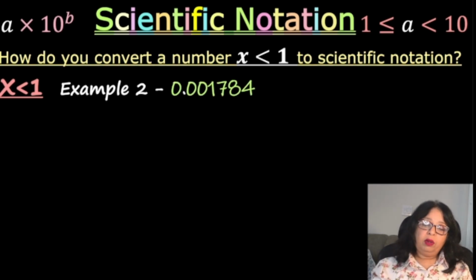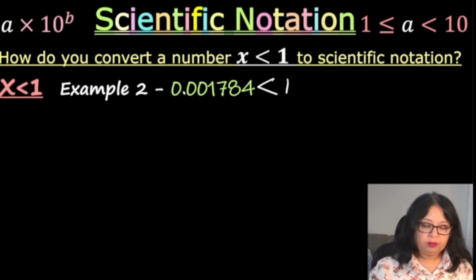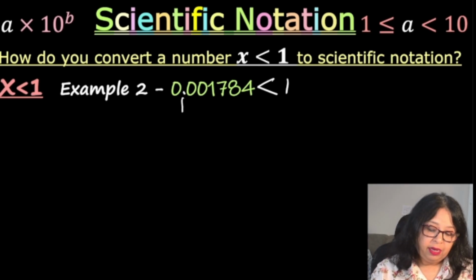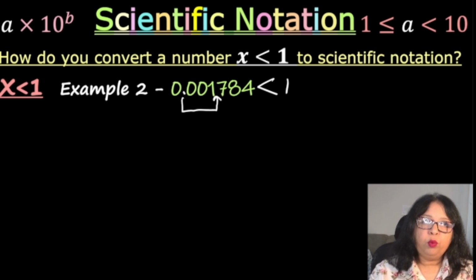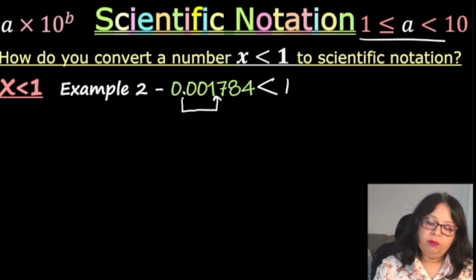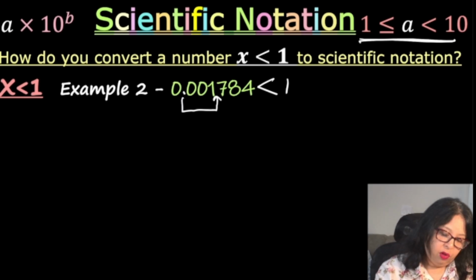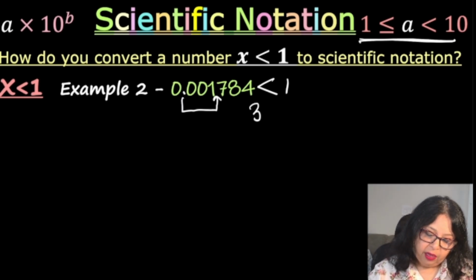Again, a number that is smaller than 1. So, 0.001784. Which way do I need to move the decimal? The decimal needs to move over to the right and come to lie in between 1 and 7. That will make this number 1.784, which lies within this range. Alright, so the decimal moves over by 3 places here.